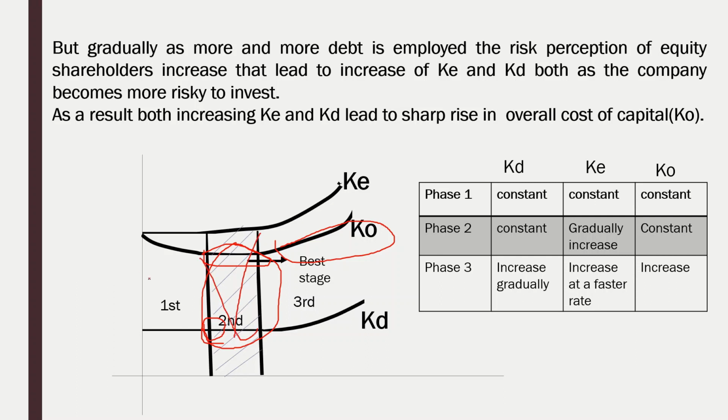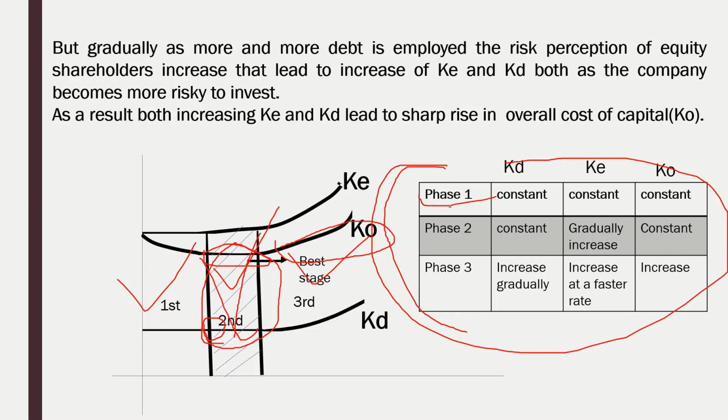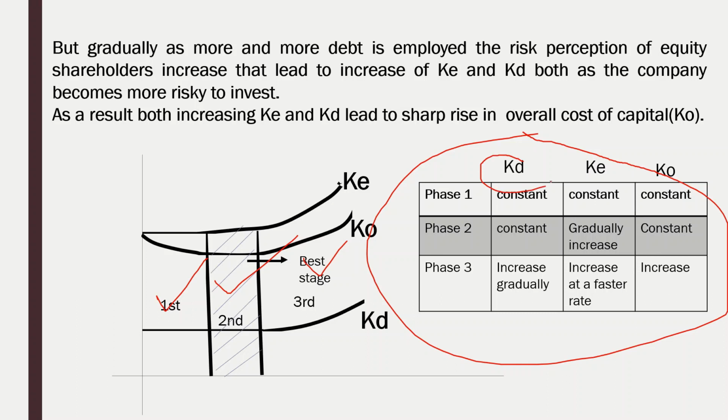So we can say that we have three stages: first stage, second stage, and third stage. That is also written here. In the first phase, as you can see here, our KD, meaning cost of debt, is constant. Our KE is also constant in the first phase, and our KO is also constant, but only up to a certain extent, not fully.